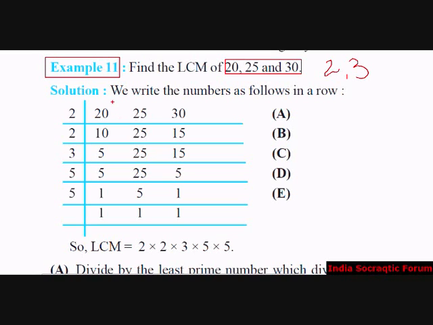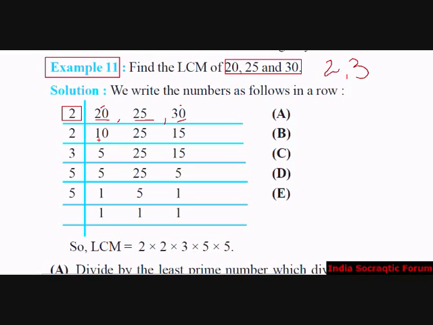In this, there is a new method. This method is called the division method. We write the numbers as follows in a row, like 20, 25 and 30, separated by a comma if you want. What do we do? What do we have in common? At least 2 should have it. Both are even numbers, so the minimum thing is 2, right? We start with 2.